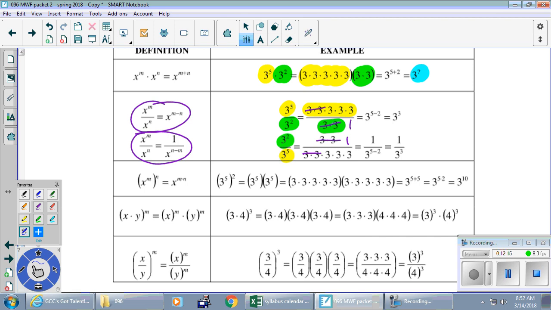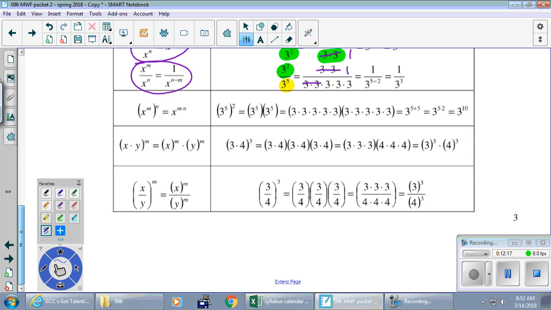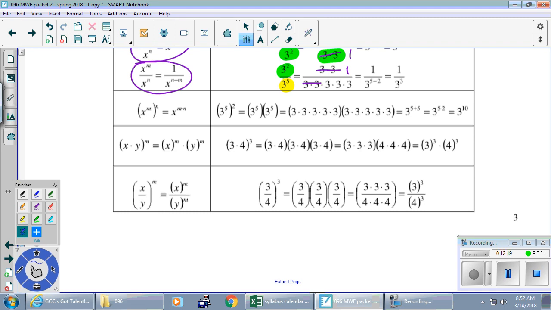Okay, last two kind of look similar. In the first one, we've got two things multiplied, all raised to a power. In the second one, we have two things divided, all raised to a power. But it's basically the same thing. It's just multiplication versus division. So let's take a look at an example.